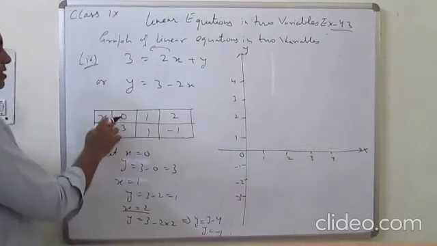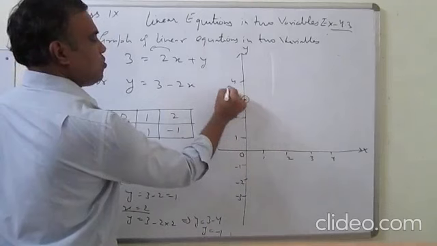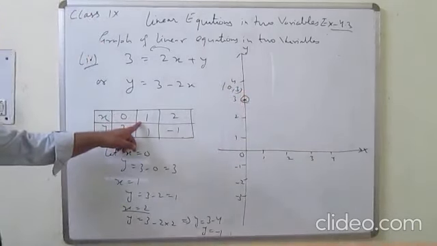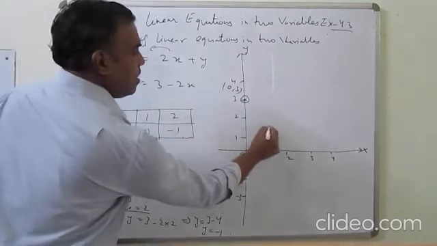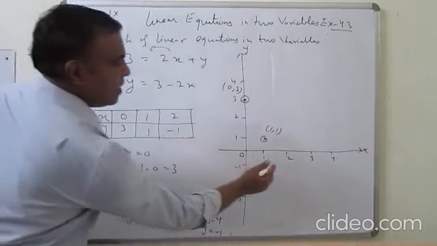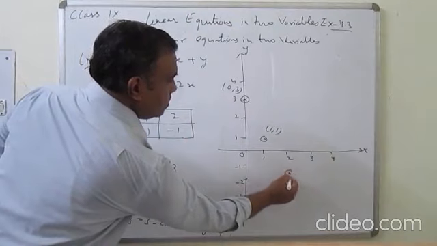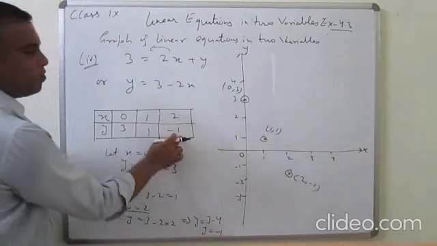Now plot the points x0, y3. This is 0, 3. Now x1 and y1, this is 1, 1. Now x2 and y minus 1. This is x2, y minus 1. This is which quadrant? Fourth quadrant.